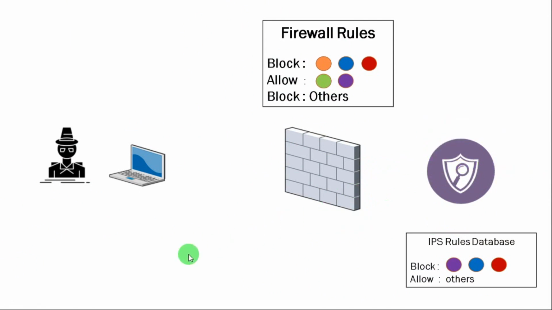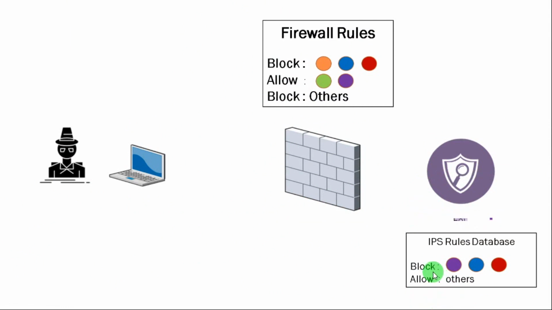In the third case, when an attacker sends a packet, the firewall performs the checks and finds a match to allow these packets, but the IPS now finds a match in the database for malicious content and blocks it there only.